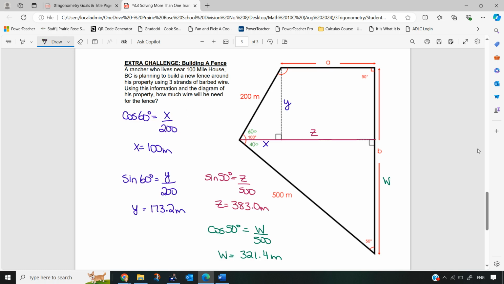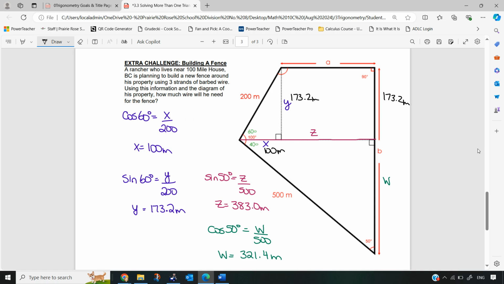So let's take a look at this question. In order to figure out the perimeter of this fence line, we're going to need to find A and B. And in order to do that, we're going to have to find some other pieces. So what I started doing was looking at what Y and X would be. So cosine of 60 would be X over 200, which would give me this value here of 100. And then sine of 60 was Y over 200, and that tells me that this length here is 173.2, which would also correspond to this length out here.